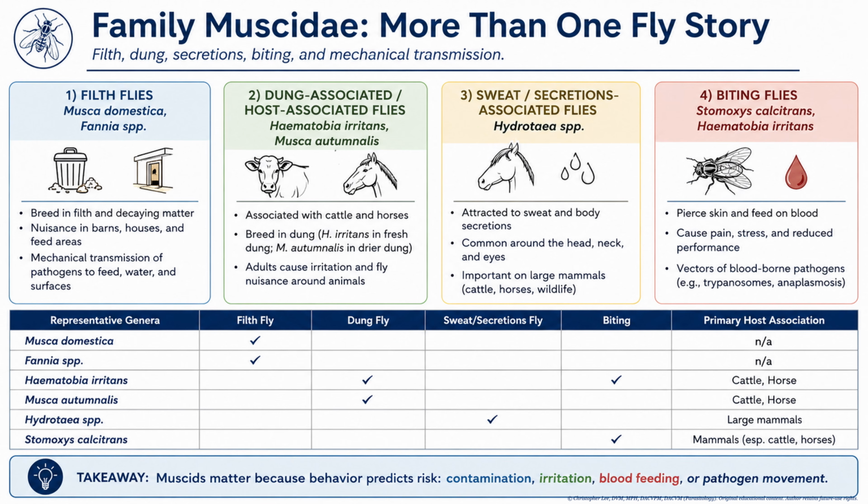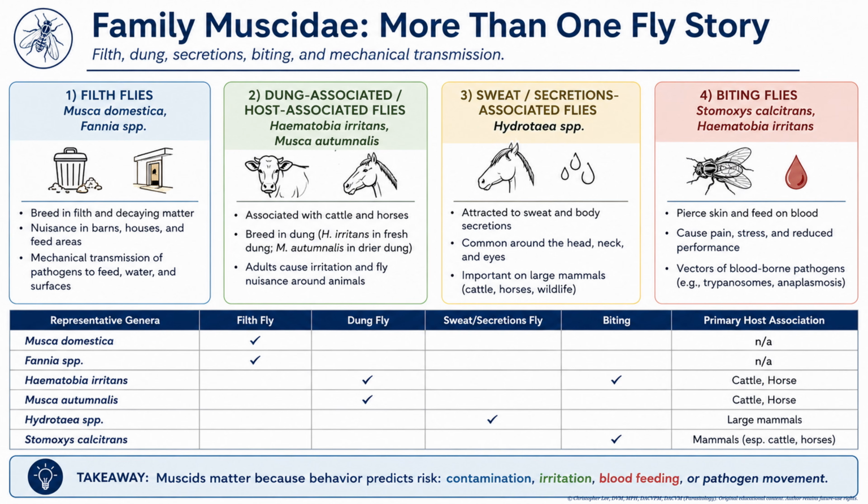Muscidae can feel messy because one family contains several different veterinary stories. Filth flies, such as Musca domestica and Phania, breed in filth and decaying matter. That's important because they can contaminate feed, water, and surfaces. Dung-associated and host-associated flies such as Hematobia irritans and Musca autumnalis keep us thinking about cattle, horses, manure, secretions, and irritation.